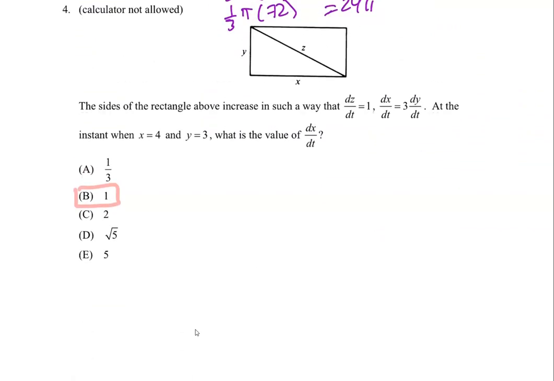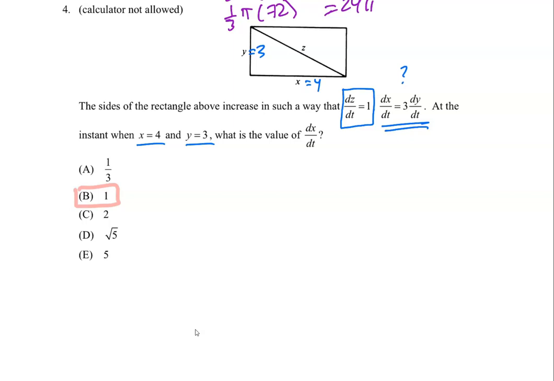Number 4. All right, now this is a little bit, let's just write down what it's telling me. The sides of a rectangle increase. So are any of these constant, or are they all moving? Yeah, because it's just like expanding or whatever. Okay, look, dz dt is 1. Now this is weird. We haven't really seen anything like that before, but dx dt is 3 times dy dt. Okay, I don't know what I'm going to do with that, but that's fine. When x is 4, y is 3, what's the value of dx dt?